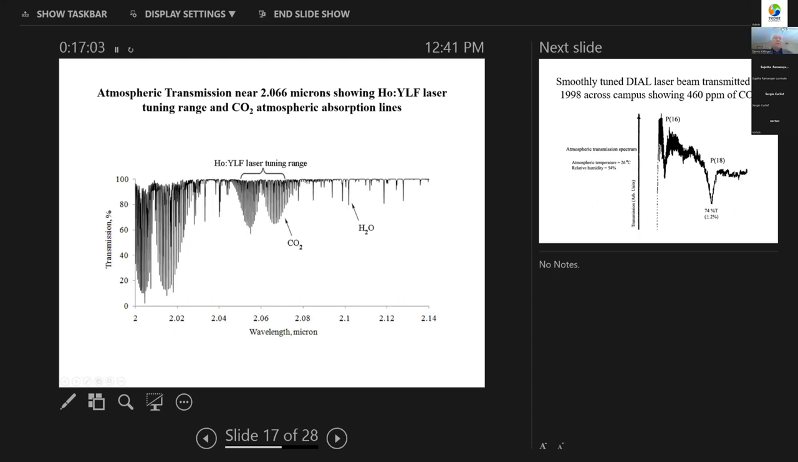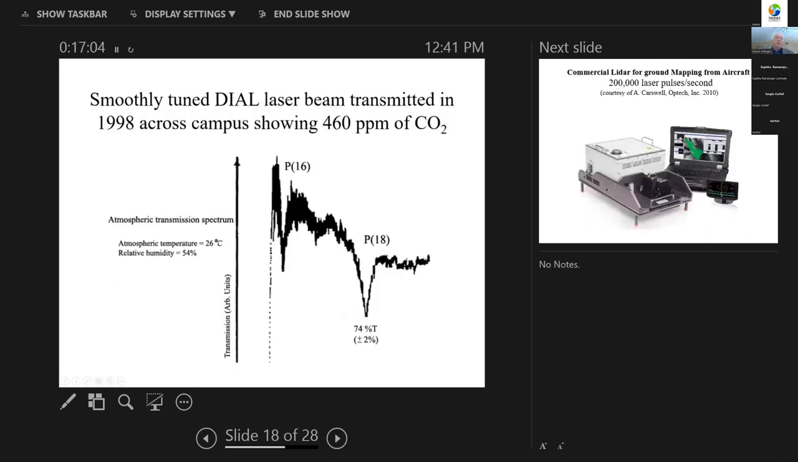Typical data: we took the laser beam, ran across our college campus here, brought the beam back off a target, and by tuning across the P18 absorption line of CO2 in the atmosphere from this depth, and from the background here, we measured that this is 460 parts per million of CO2.